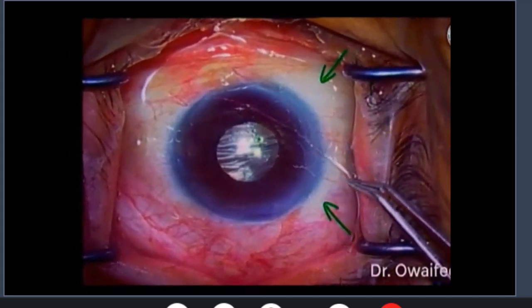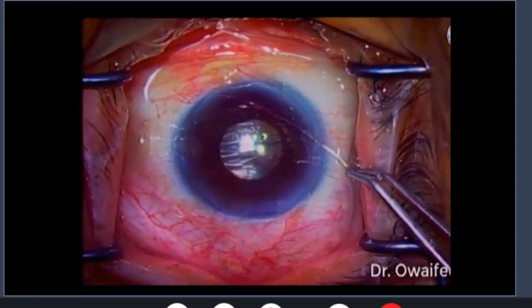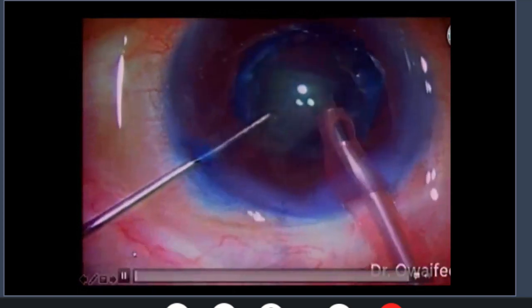And one of the intraoperative signs that you are actually within the canal, you can see the collector channels blanching. So this is a sign that helps you to know that you're in the right place.